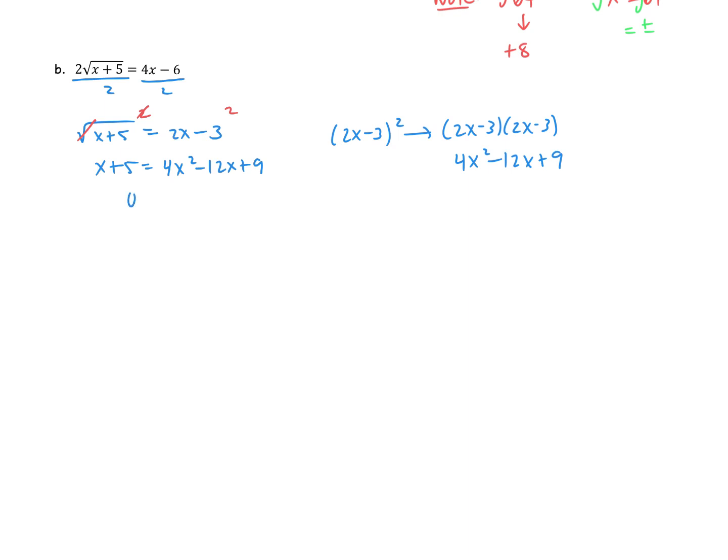Okay, so moving everything over, that gives us 4x squared minus 13x plus 4. Okay, so we're going to look to factor this. Carly, if I was going to factor, I'd be looking for two numbers that do what? Multiply 16 and add 2. Are there two such numbers?